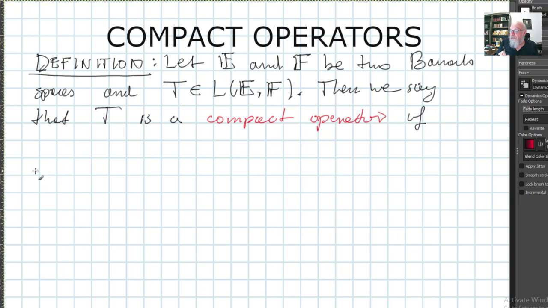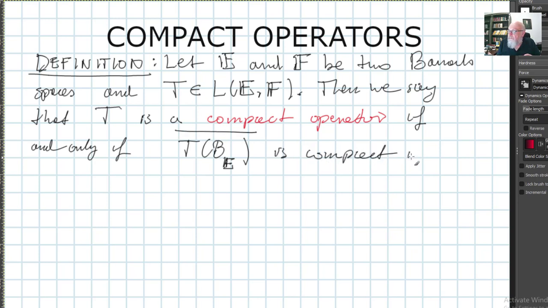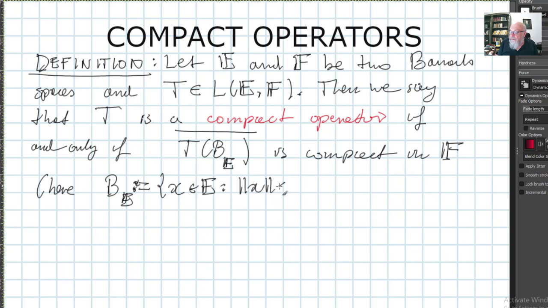if and only if T of B_E, closure is compact in F. So here B_E is the closed unit ball, satisfying this: norm of x smaller or equal to 1. So that's the definition.